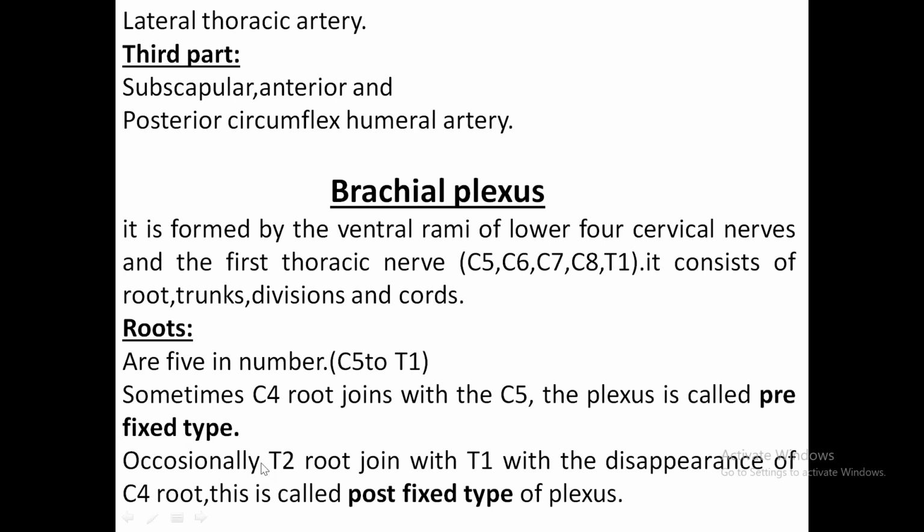Occasionally, the thoracic 2 root joins with the thoracic 1 with disappearance of the cervical 4 root. This is called the postfixed type of the plexus. In your written exam, the question may arise: what are the prefixed and postfixed types of the brachial plexus? You have to write the definition of the prefixed and postfixed types of brachial plexus.